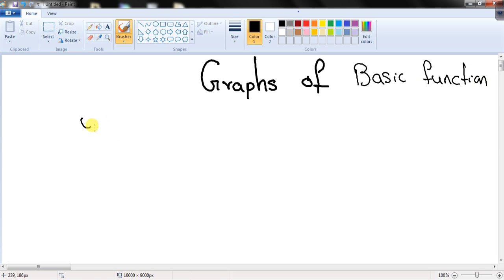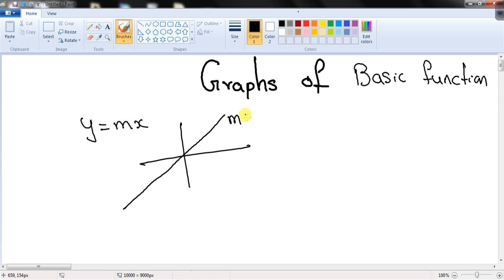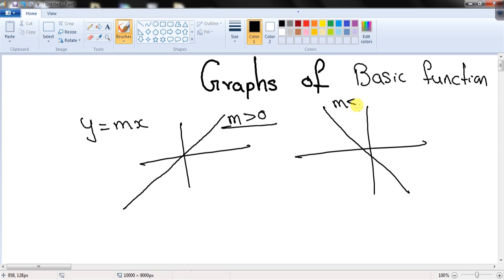We should know the graph of y is equal to mx. It is a line which is passing through the origin. If the slope is positive, the line is inclined in the first and the third quadrant. If the slope is negative, that is if m is less than 0, then the line is there in the second and fourth quadrant. So that is the shape of the graph y is equal to mx.